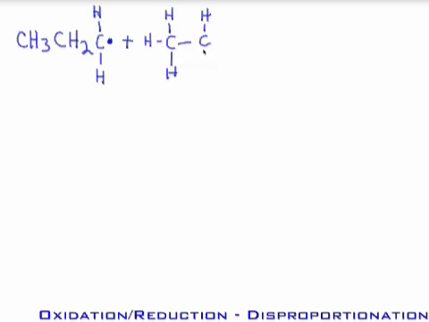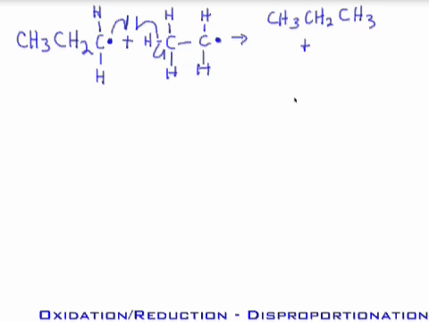Instead of coupling, a radical can actually scavenge a hydrogen off of a carbon. I'll use fish hooks to represent the movement of one electron, that is a half-headed arrow. One electron from the carbon-hydrogen bond goes to create the new bond. The other electron stays on carbon. And so what you get is propane and then you get a diradical, a CH2, CH2.